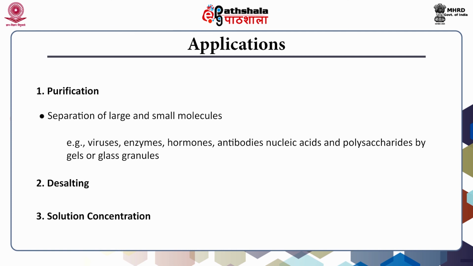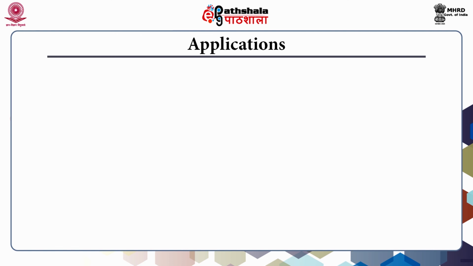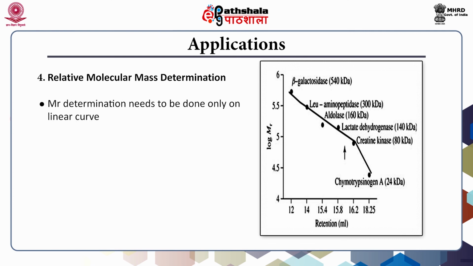The most important application of gel filtration chromatography is relative molecular mass determination. This is a very important use for gel filtration chromatography. Why? Because we can determine the molecular mass by the standard curve. What does it mean? We have to take different sizes of molecules, separate them in gel filtration chromatography and obtain a standard curve. Large molecules will come out of the column sooner, and the small molecules will take a long time to come out of the column.